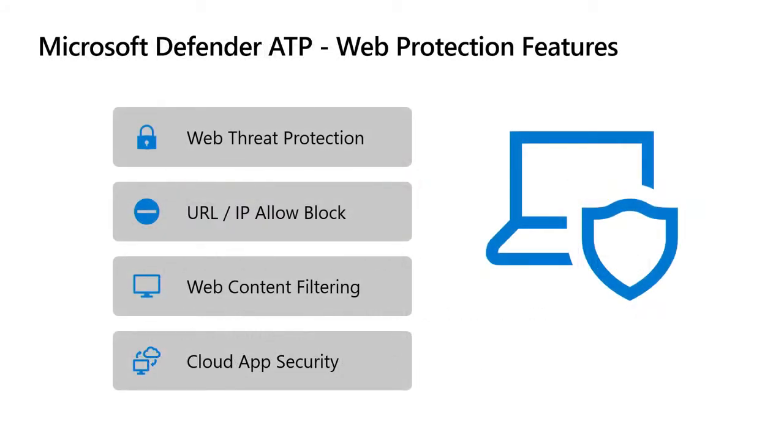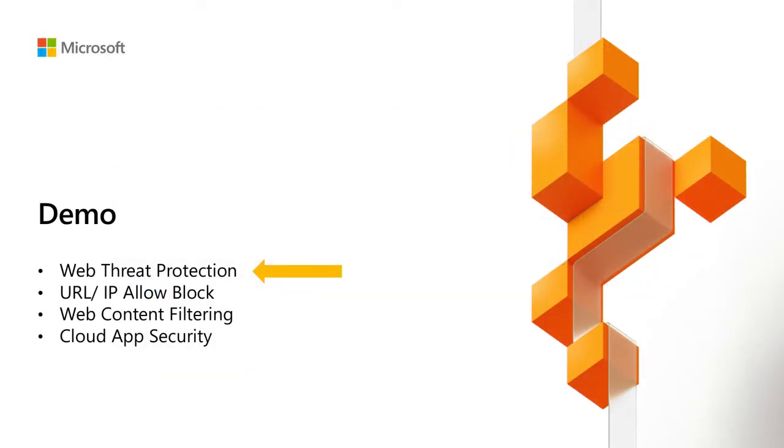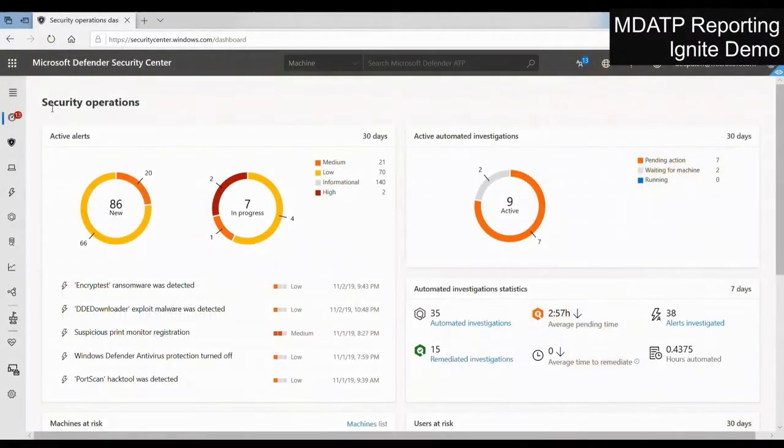So today we're going to talk about these 4 features: web threat protection, custom IP allow/block. We're going to cover web content filtering, and then we're going to touch on cloud app security. All right, so let's get down to it. We're going to start with web threat protection and our super demo. That's all the slides. We're just going to start demoing it. That's the whole idea. So the first is web threat protection.